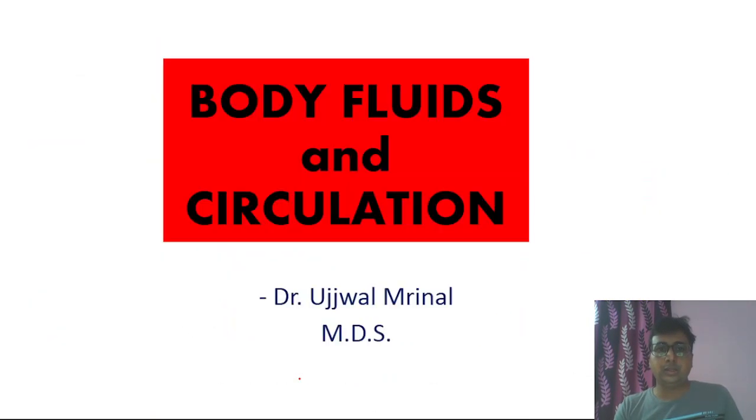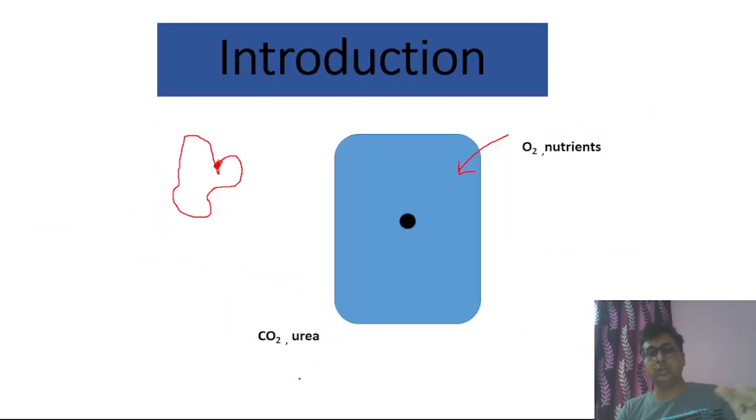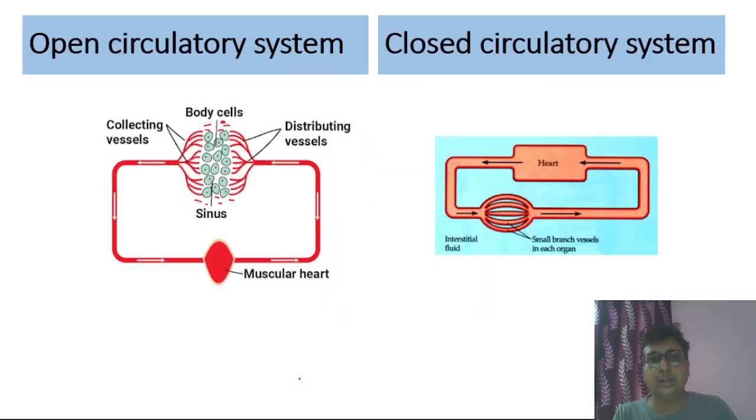Today we studied body fluids and circulation, in which we studied that for the survival of every cell, some substances, nutrients and oxygen are required, and metabolic products are produced, and for transportation of these substances blood is required. There are two types of system, open and closed. In the open system, body cells are in direct contact with the blood, and in the closed circulatory system blood always flows within tubes and tubules.